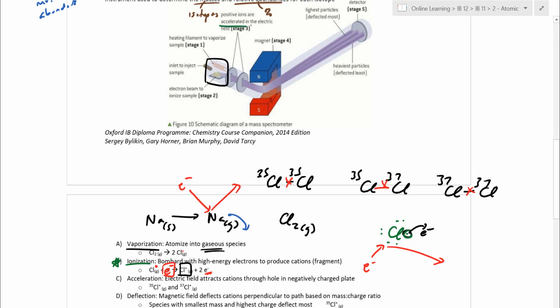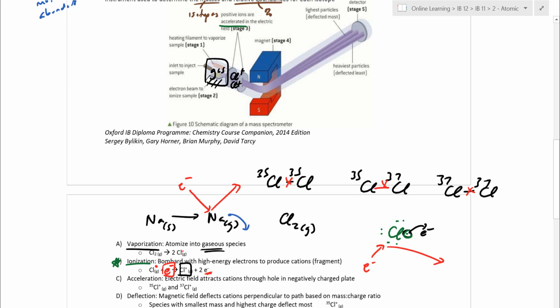Step number 3, I'm going to accelerate them using an electric field. Let's assume we've done that. We've put them into the gas state, we've bombarded them with these electrons, and suddenly I have a bunch of these Cl+. With these as Cl+, some of them will still be 35, some of them will still be 37. They're still not separated yet.